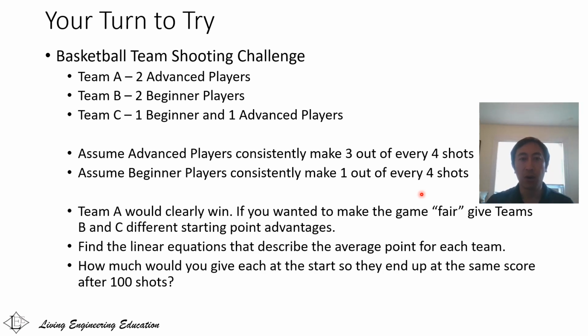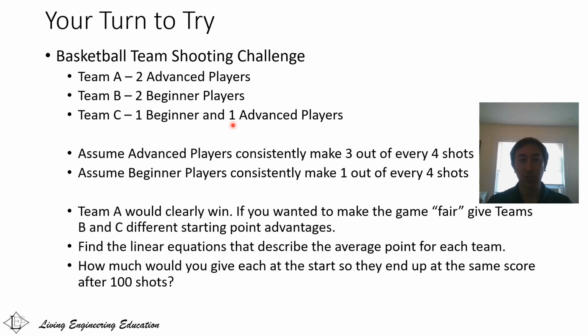All right, and so your challenge is to create a fair game for these three teams. And the way to give it a fair game is to say that you give teams B and C a starting point advantage. There'll be different starting point advantage because team B is at more of a disadvantage with 2 beginner players. Now the question is, how do you use a linear equation to help you determine what advantage you should give them? And you need to know how many shots this whole game is for.